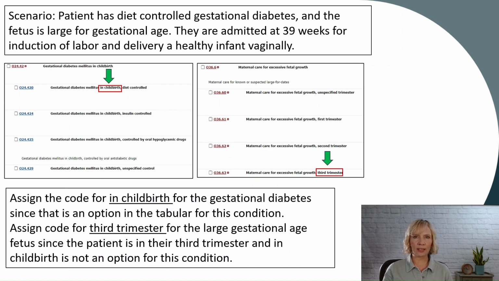However, when using the tabular to determine the correct code for excessive fetal growth complicating the pregnancy based on trimester, the code options only provide choices for each trimester without a specific option for in childbirth. And so the code for the third trimester will be selected for this condition, as that was the trimester the patient was in at the time of admission.